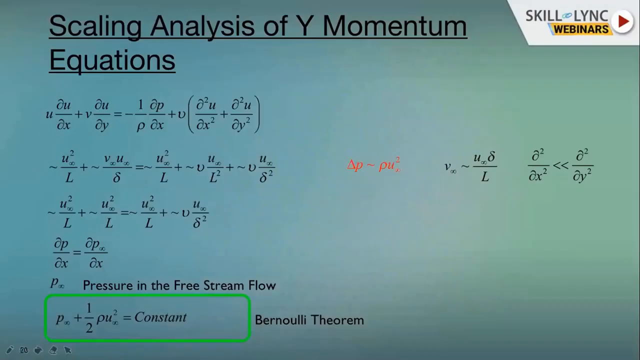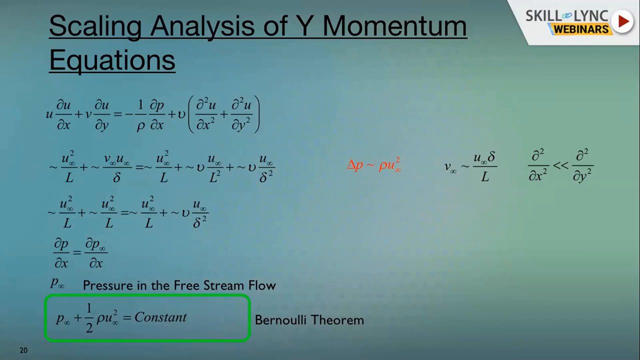Let's come to the scaling analysis of the x momentum equation. By mistake, this was written as the y momentum equation, but this is actually the x momentum equation. Sorry, apologies for the typos. So this is my x momentum equation in terms of u.